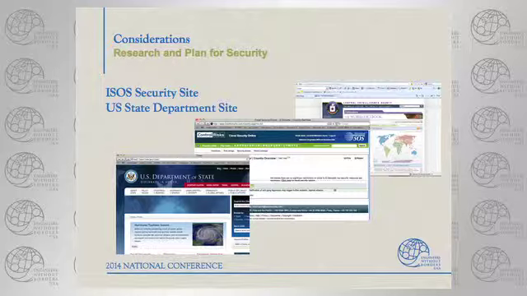Okay, I think I've got a little bit more time. All right, I don't know why that second photo did not show up, but these are just screenshots of what the different websites look like. I apologize, that middle slide should be showing an ISOS slide, but for some reason it's not.